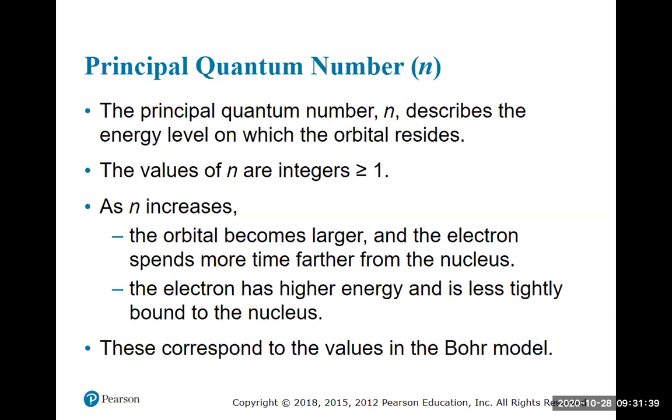As that n number increases, the orbital becomes larger. And because it becomes larger, the electron spends more time farther from the nucleus. The electron has higher energy as that n number increases, and it's less tightly bound to the nucleus. So we'll talk a little bit about 1s and 2s and things like that, but what you'll see visually this week in the lab is that as you go to those higher energy levels, that s orbital gets bigger and bigger. And that's what this is saying.